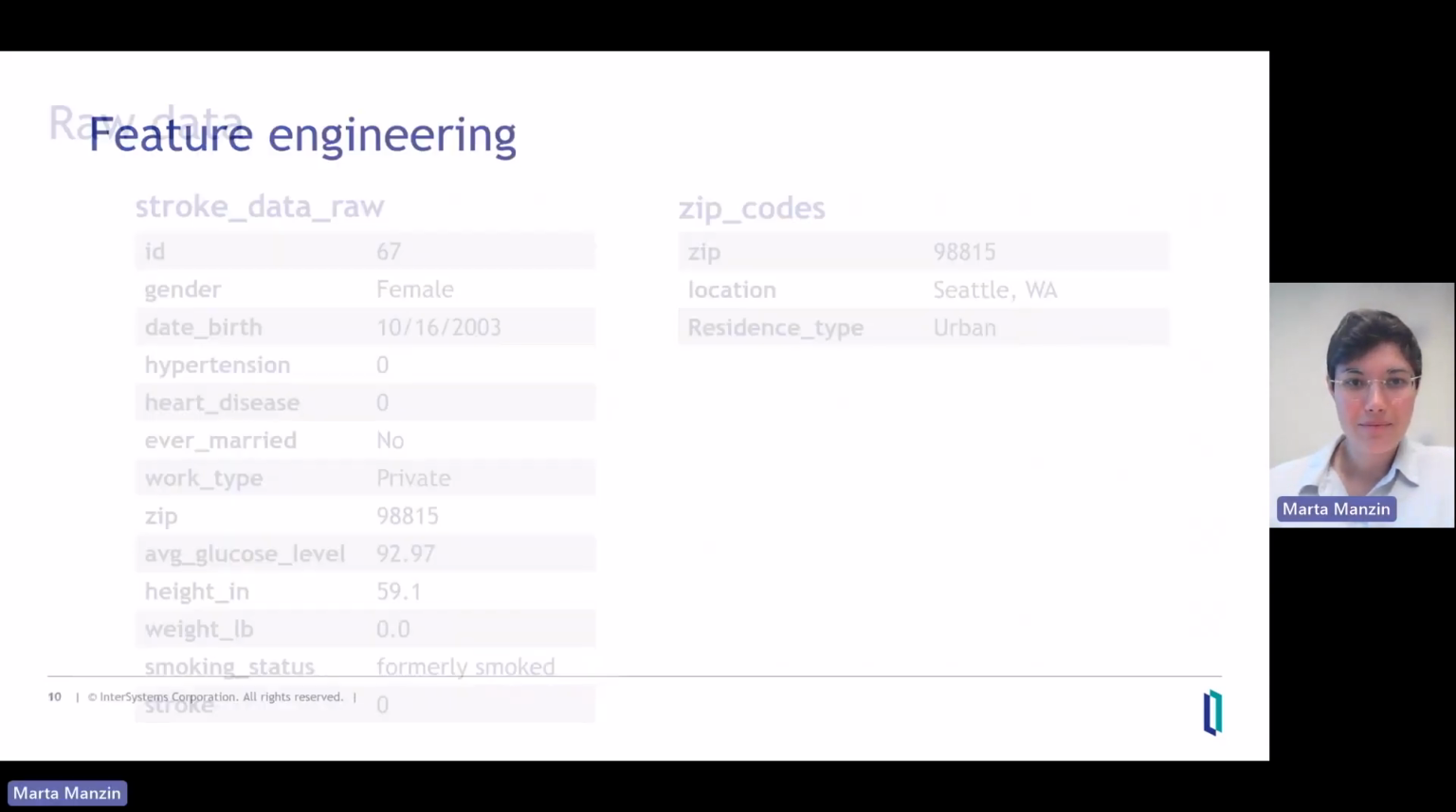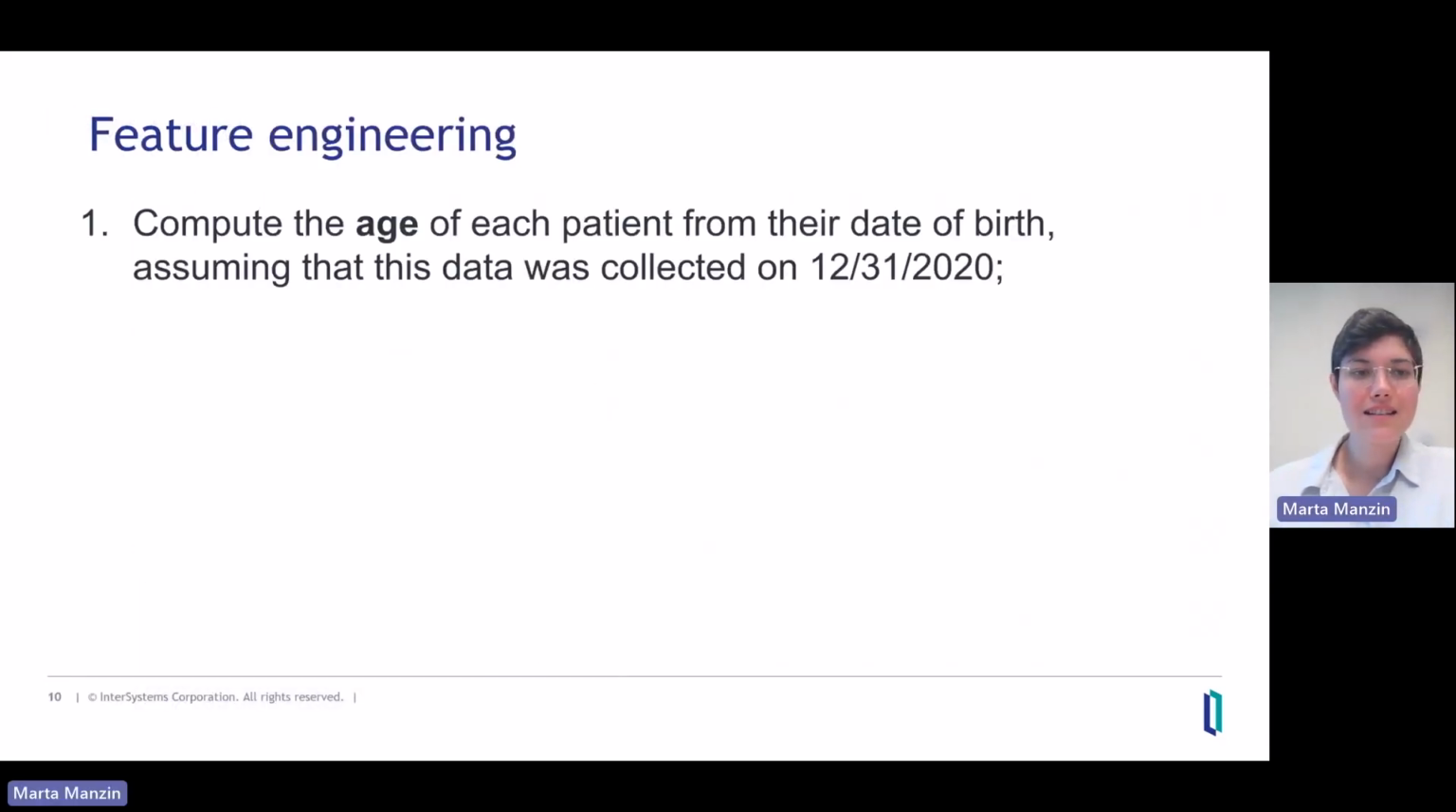Okay, so to recap, our plan of action is computing the age of each patient from their date of birth, and we'll do that with respect to the date where the data was collected, which was the last day of 2020. That is when the information is current, and that is what we'll use to compute the age.